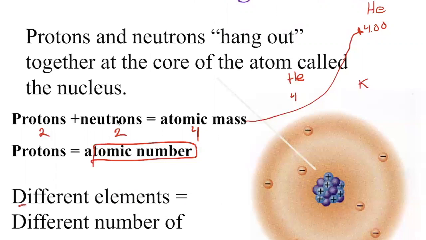Different elements equals different number of protons. So no element has the same number of protons because it has a unique atomic number. So if I ask you, I have 36 protons, what element am I talking about? You're gonna say krypton because krypton has 36 protons. How do I know? Because the atomic number is 36.